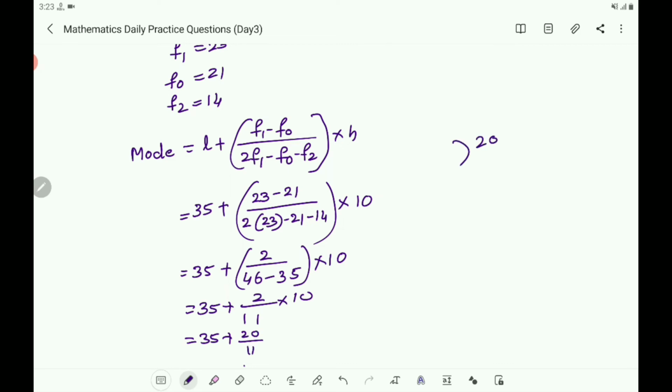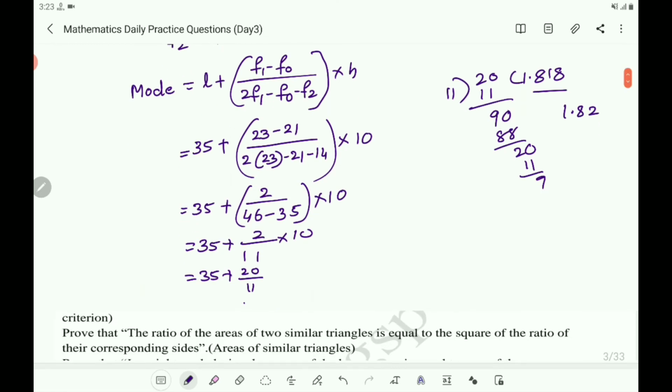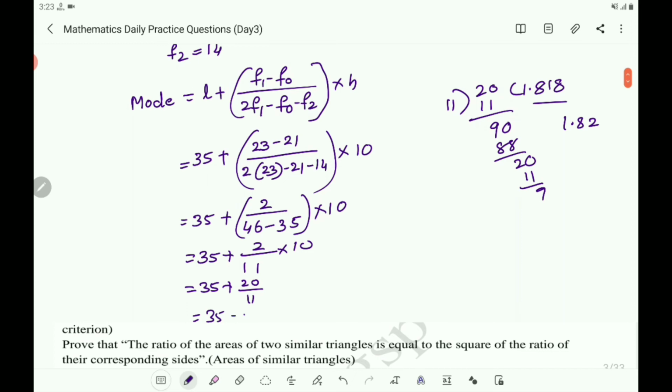So you divide 20 by 11. 11 ones are 11, remaining 9; 0, 11 eights are 88, 2 remaining again, then you get 1 and again 9. So approximately you can write it as 1.82. So write 35 plus 1.82, that is 36.82. What is the mode? The mode is 36.82.